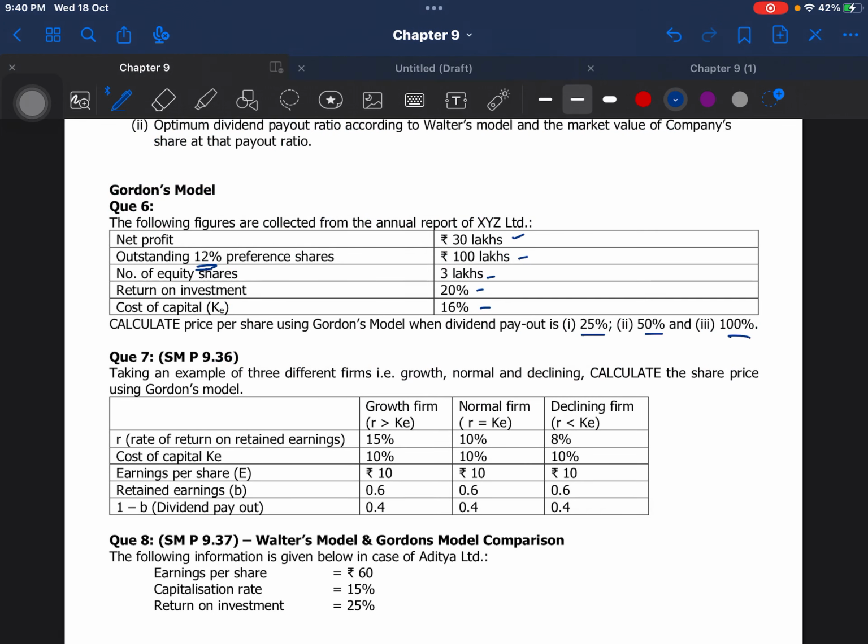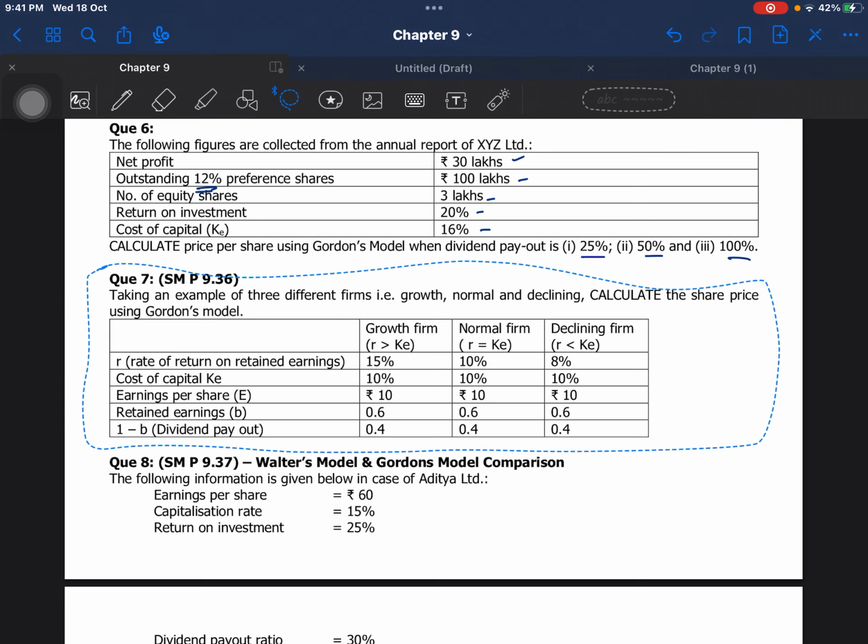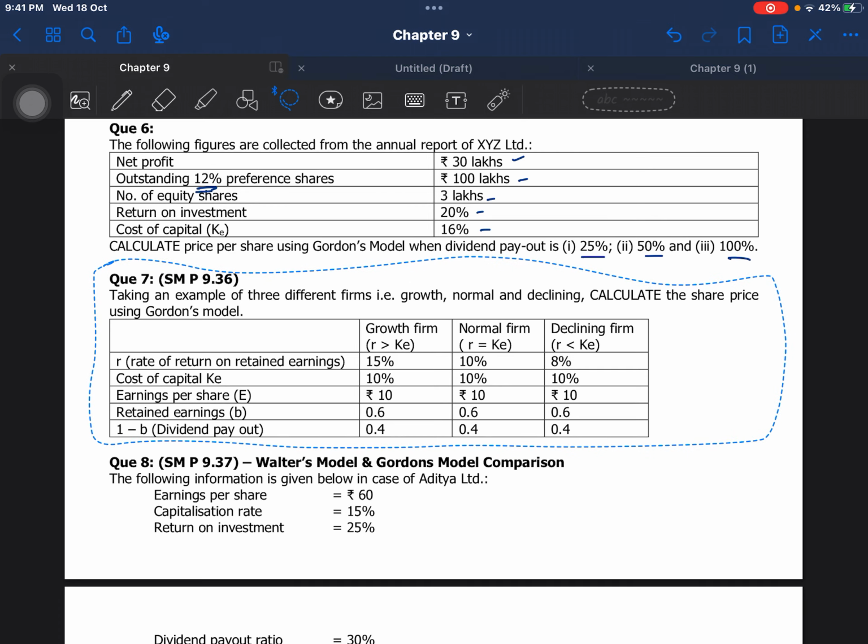Now let's do one more problem. Let's take the 9.36 study material. Taking an example from three different firms, that is growth, normal and declining, calculate the share price using Gordon's model. So you have R, then cost of capital is given, then earnings per share is given, retained earnings is given, 1 minus B or dividend payout ratio is given. So it's a very small problem. You just need to take the necessary values and do the calculation over here.